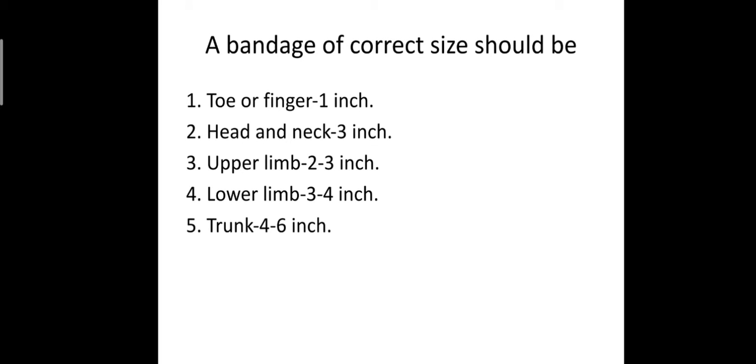A bandage of correct size should be used: toe or finger bandage 1 inch, head and neck bandage 3 inch, upper limb 2 to 3 inch, lower limb 3 to 4 inch, and trunk 4 to 6 inch. So these are the different types of bandage which are used in different parts.